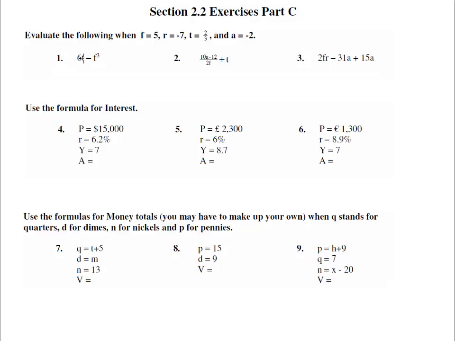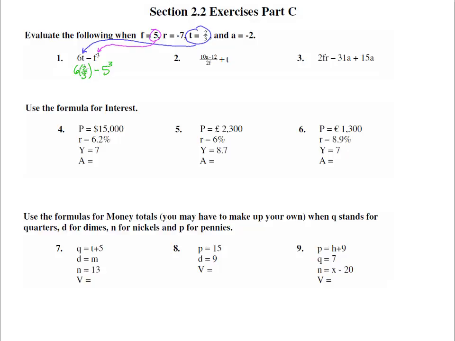Here we have 6 times t minus f to the third power. So we're going to take t is 2/3 and stick it in right there. And f is 5. So we're going to take this 5 and stick it in right there. We now have 6 times 2/3 minus f to the third power, 5 to the third power, or cubed.